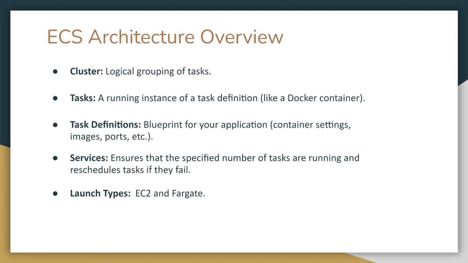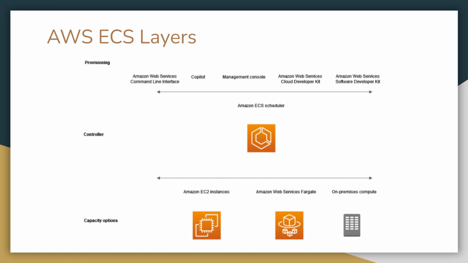ECS supports two launch types: EC2, where you manage the underlying instances, and Fargate, a serverless option that handles infrastructure management for you. Let's now zoom out a little bit and look at AWS ECS layers. There are three layers: capacity, controller, and provisioning.